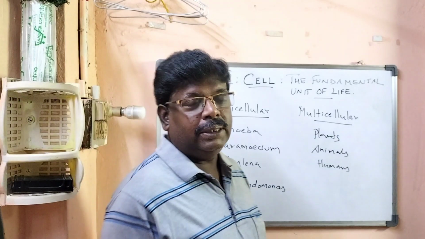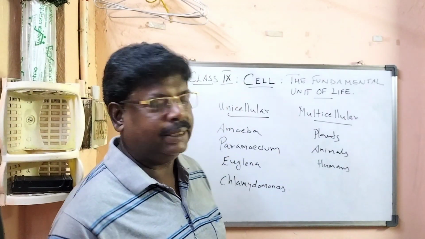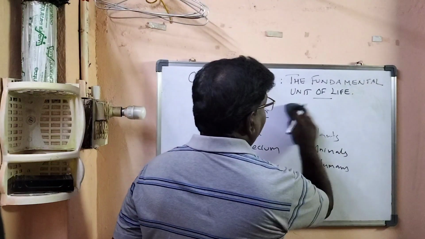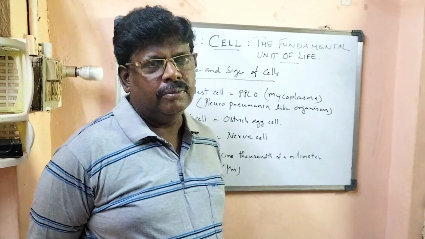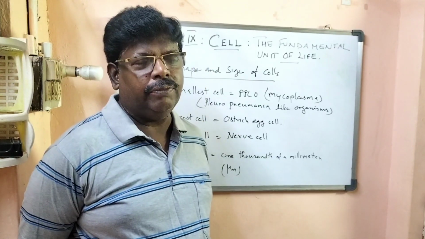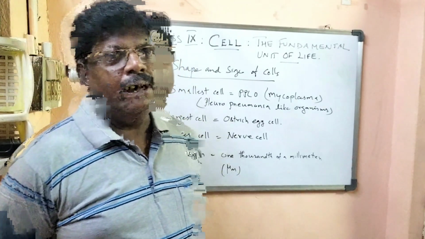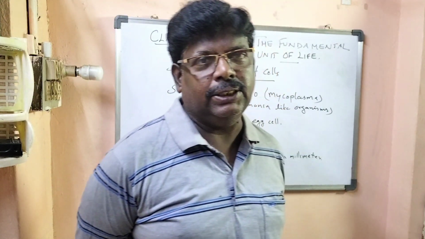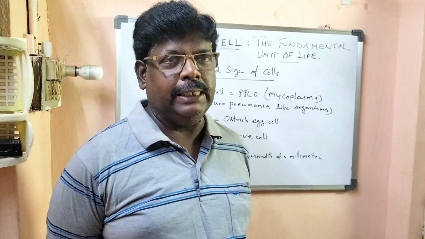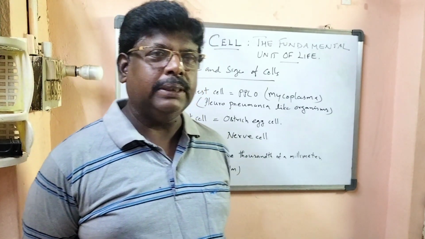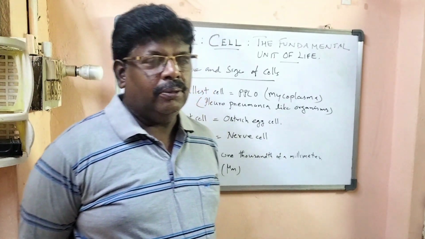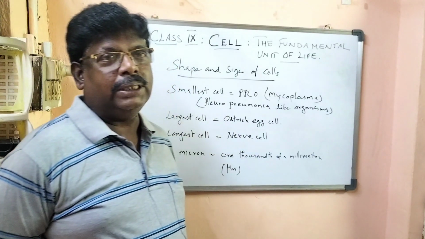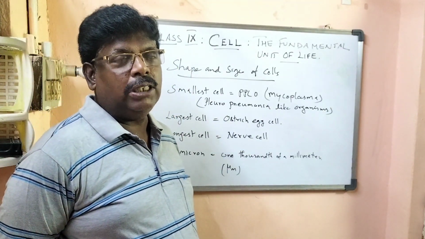So we'll see about the various shapes and sizes of cells. So now let us see the shape and size of the cells. However, cells cannot be seen with the naked eye. We need a microscope to study the cells. We use two kinds of microscopes, the light microscope and the electron microscope. So we need these two microscopes to study cells. The study of cells is called cytology.